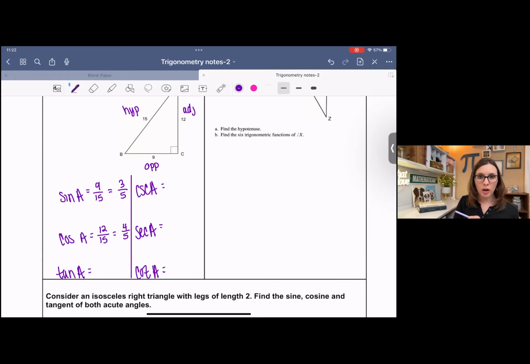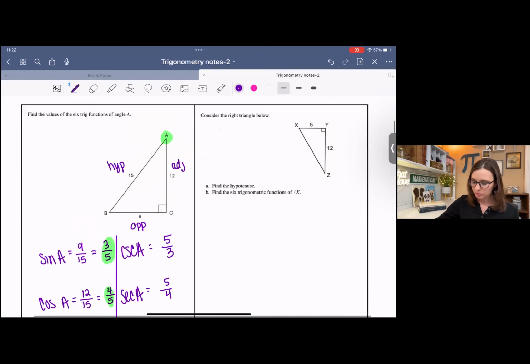Tangent is TOA, so opposite over adjacent. Reduced by 3, we get 3/4. So these are our first 3 trig functions, and then we're going to use those to find the remaining 3. Remember that the remaining 3 are reciprocal functions, so we just have to flip the fractions. We've got 5/3, 5/4, and 4/3, and that's it. That's all it's asking for.